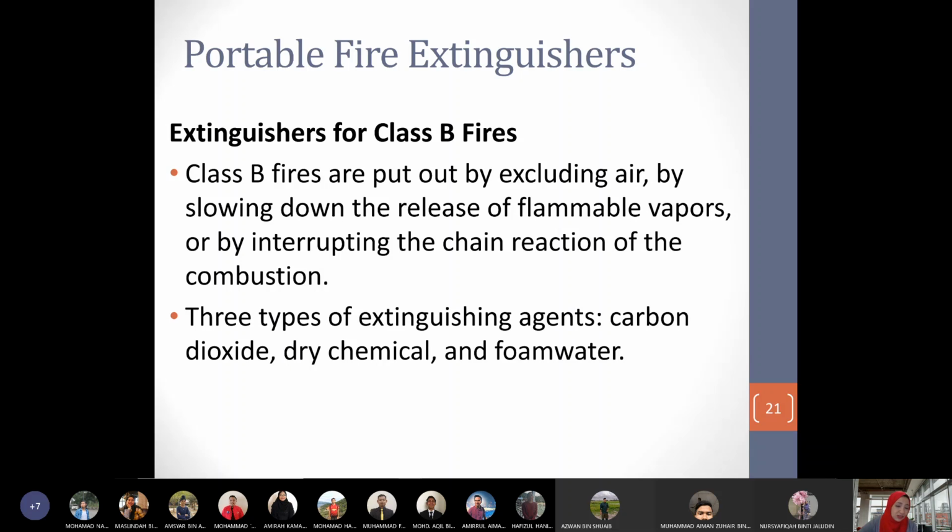Okay? So there are three types of extinguishing agents. It could be carbon dioxide. Once you spray carbon dioxide, it will eliminate the oxygen in the system. It can also be a dry chemical or a foam water. So all these will stop the introduction of oxygen into that fire.